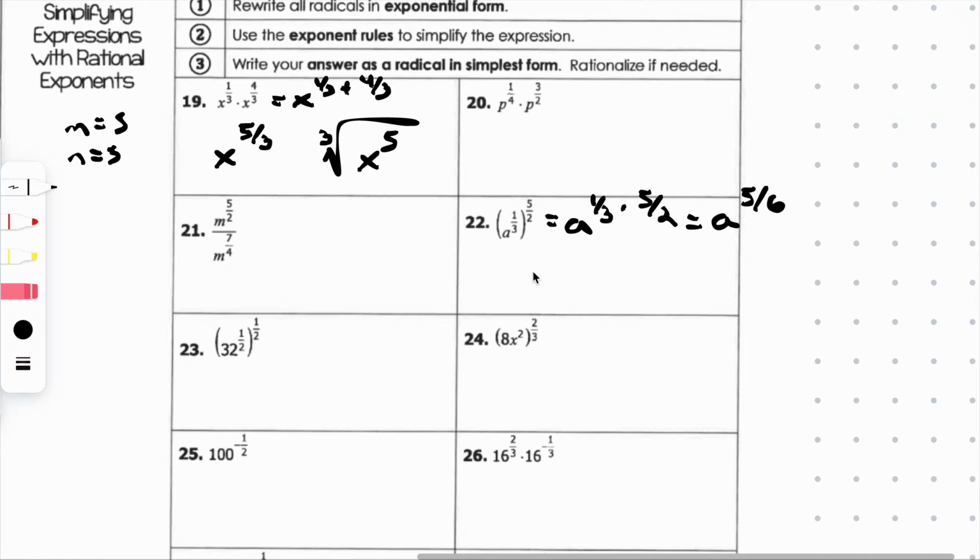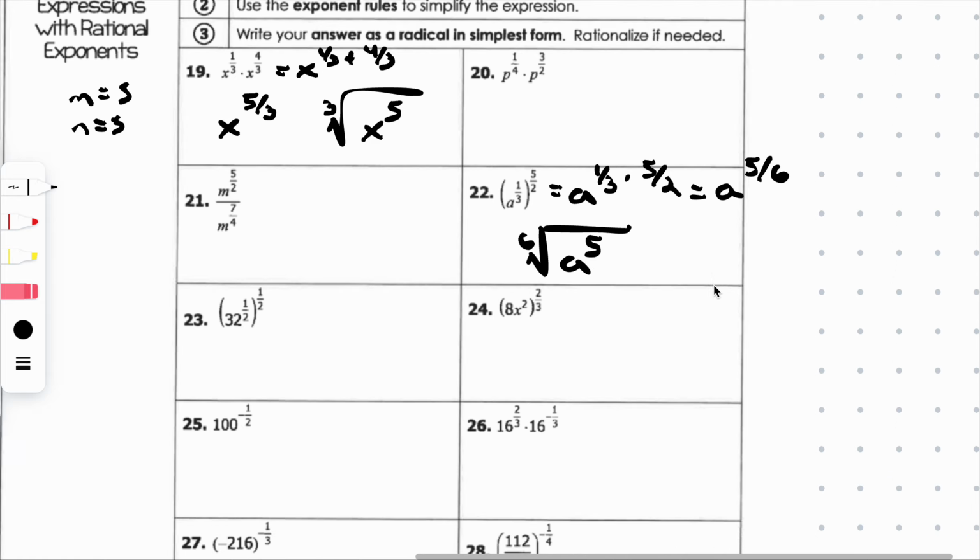And now we just need to rewrite this in radical form. And we see that we want to put our denominator as an index, 6. We have our base a, and then we just raise our base to our numerator, 5. Okay, great.